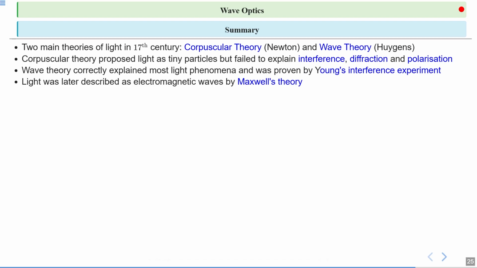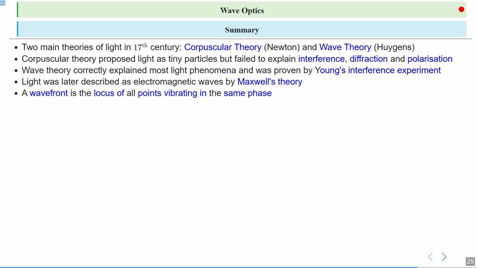Building on the wave theory, Maxwell's theory later described light as electromagnetic waves. This was a significant advancement as it unified the understanding of electricity, magnetism, and light. Maxwell equations are fundamental to modern physics, and we will see how they describe the behavior of light.